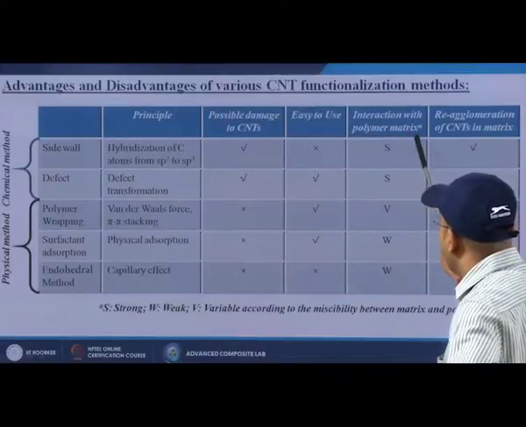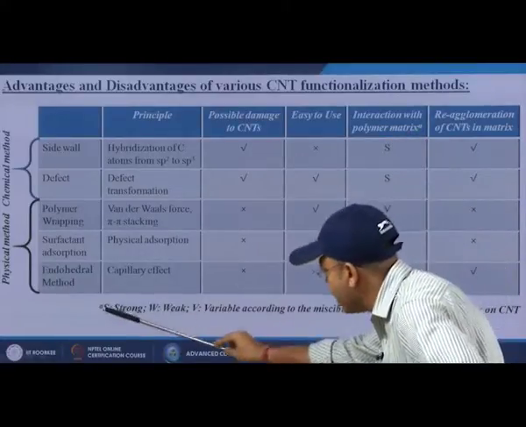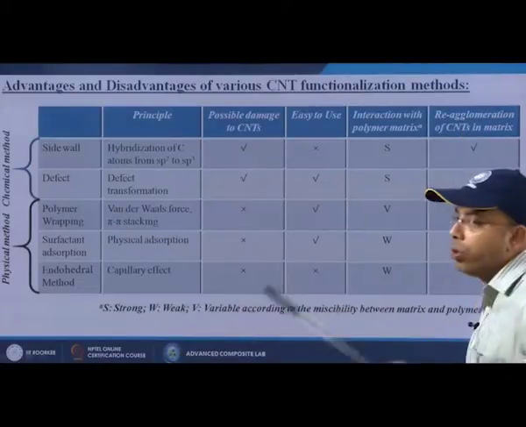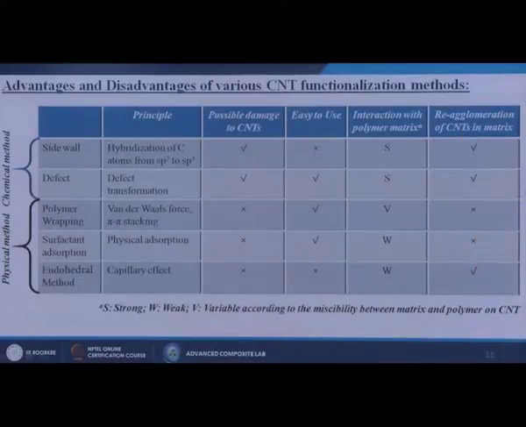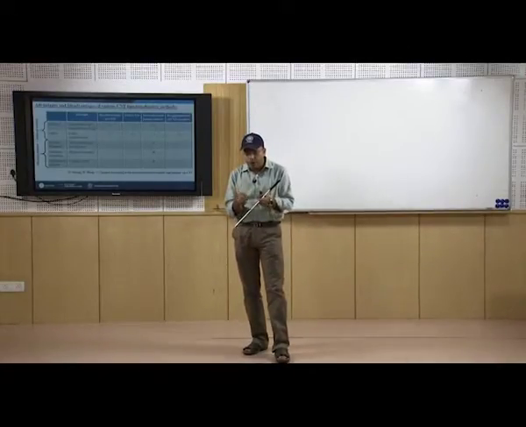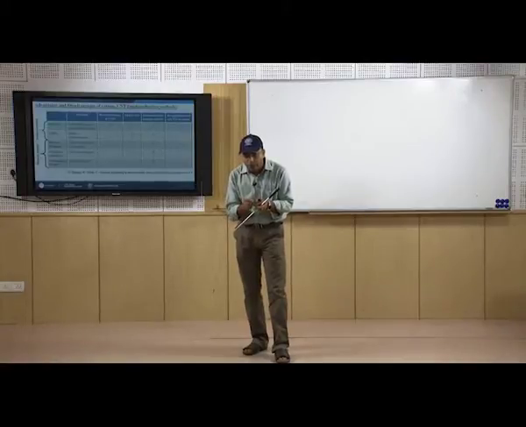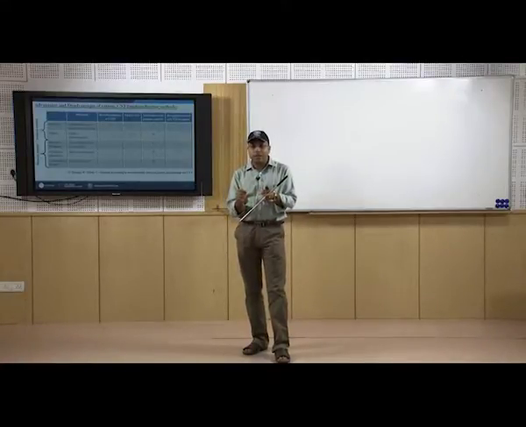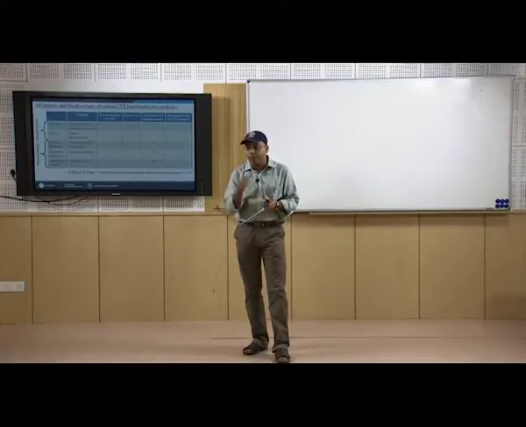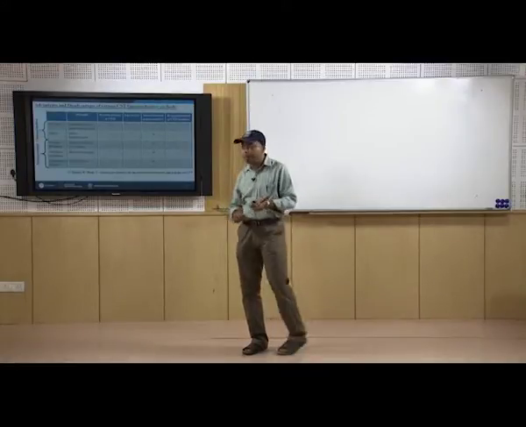Interaction with the polymer matrix is strong, and re-agglomeration of CNTs in the matrix is always possible because we are using very tiny particles of that nanofiller. So when you are trying to mix those fillers inside our polymer, due to their large surface area and high aspect ratio, they always try to agglomerate. So that is the main drawback of using this kind of nanoparticles in some matrix or maybe some alloys or maybe some blends.